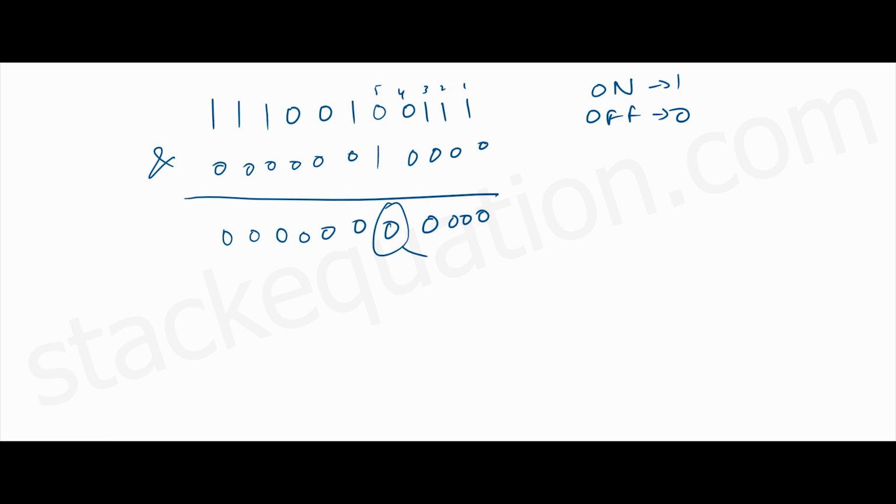After bitwise AND, if the bit is 1 at that particular position, that means at the fifth position the bit was on. Or if it's 0, that means the fifth bit was 0.